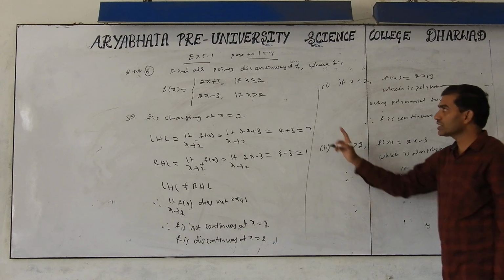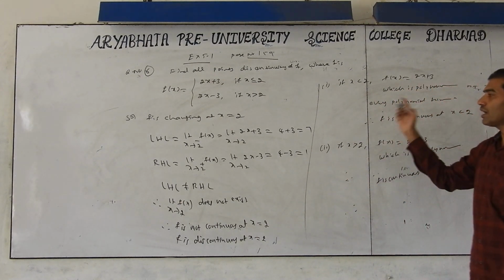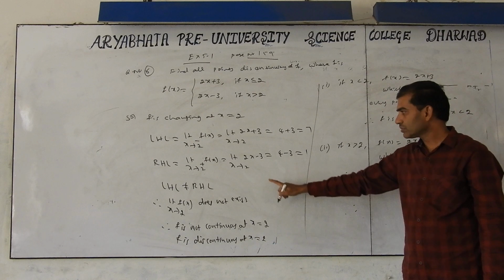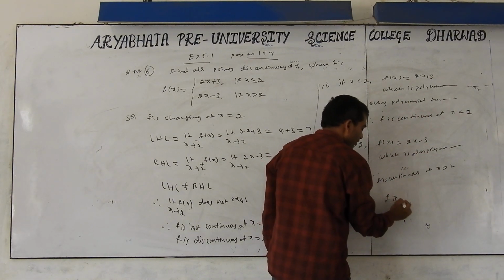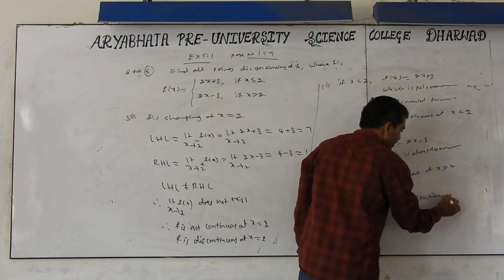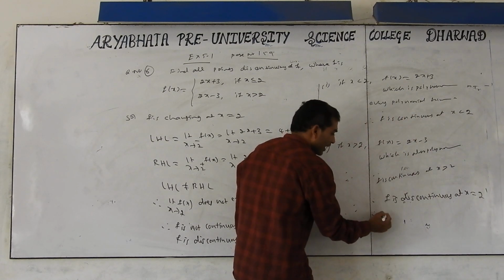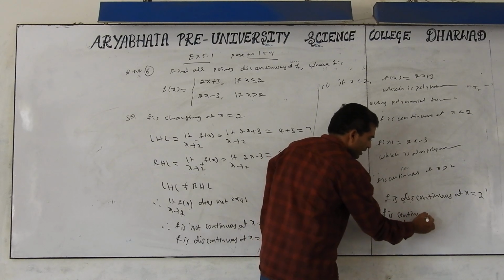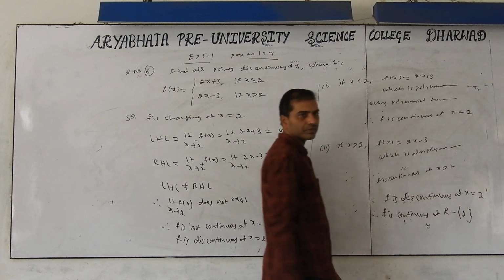What is the question? Find all discontinuity points. For all x less than 2 it is continuous, for all x above 2 it is continuous. At what point is there discontinuity? 2. Here it fails. Therefore f is discontinuous at x equal to 2. f is continuous at all real numbers except 2.